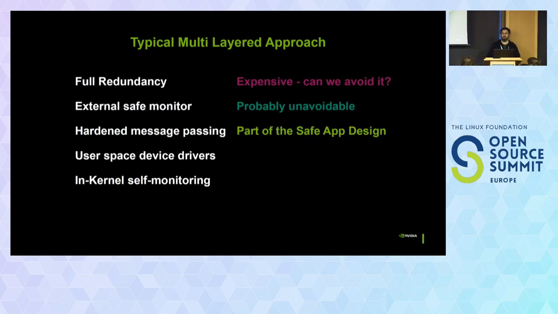Then you can find the hardened message passing. You have some safe applications, and one way to ensure that there is no undetected corruption is that these applications can talk to each other or talk to something which is outside the system by using some error correction checksum, something which can pinpoint if there's been a damage of some sort in the information being exchanged. One technique that is used is to implement the user space device drivers. They are safer for reasons that we will see later, but it's not really Linux. Linux mostly has kernel device drivers, and it would be nice to use those.